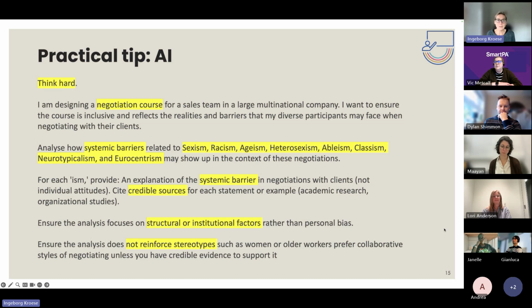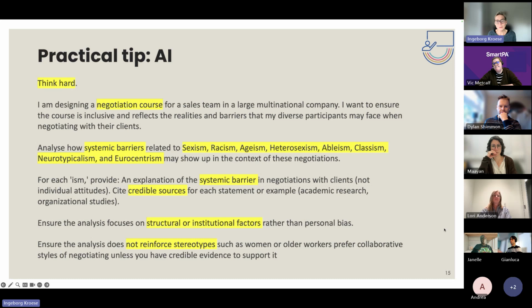In this example, I say, I'm designing a negotiation course for a sales team in a large multinational company. I want to ensure that the course is inclusive and reflects the realities and barriers that my diverse participants may face when negotiating with clients. I asked it to analyze how systemic barriers related to sexism, racism, ageism, all the isms that we discussed last time, may show up. For each ism, provide an explanation of the systemic barrier, cite credible sources, and focus on structural or institutional factors. We discussed this last time, and this is not about personal bias.